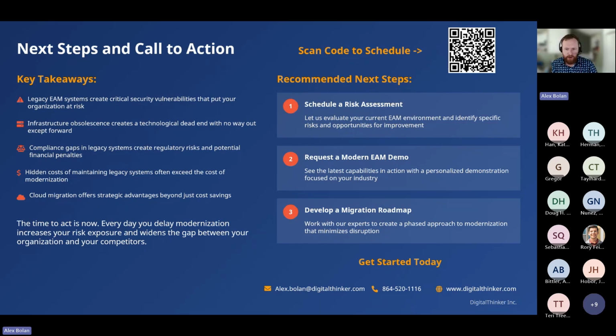We're offering a free assessment of your current environment. We just want to help you understand and really take a peek under the hood. What are your risks? And then we're just going to help you develop a practical roadmap to that modernization, right? So we're just going to look at it for free.